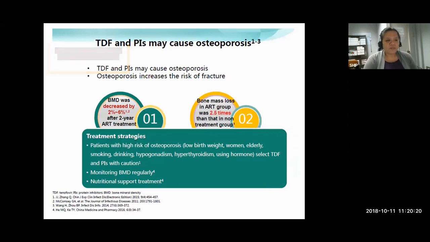So what are the treatment strategies if patients have osteoporosis from TDF? You can monitor your BMD more regularly, and you can give nutritional support treatment. So we have our alendronates, which can increase our calcium stores in the body.